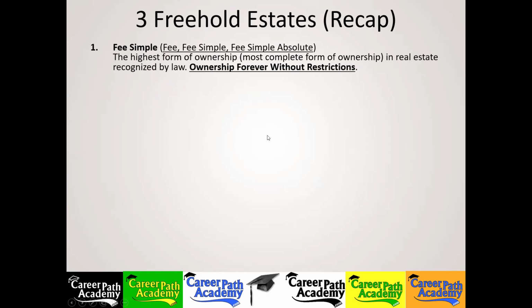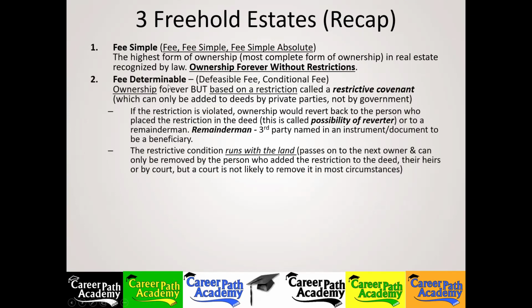Then we have fee determinable. Also goes by the name defeasible fee and conditional fee. So this one goes by 3 names too. Fee determinable, defeasible fee, or conditional fee. It describes the same thing. It is that ownership forever, but that ownership is based on a restriction. And that restriction is called a restrictive covenant. A covenant, once again, is a legal promise.